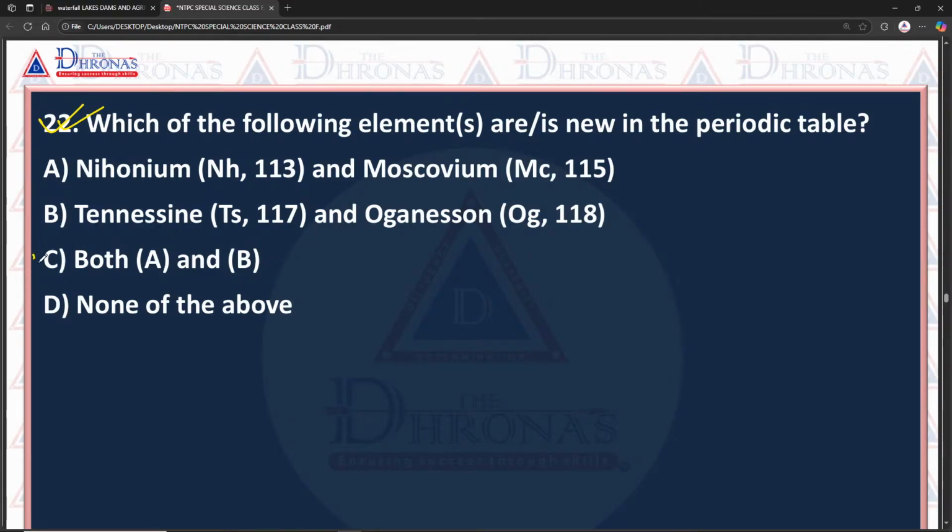So both A and B, all four of them are new in the periodic table. The atomic number of Organesson is also known as the magic number because it actually completes the periodic table. Organesson was discovered around 2020, 2021.